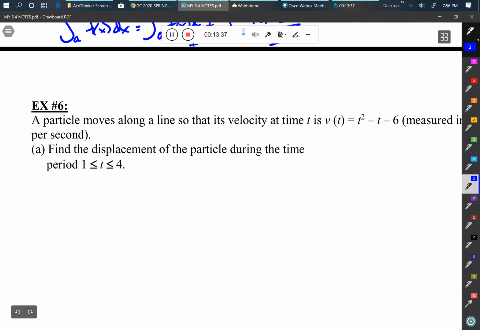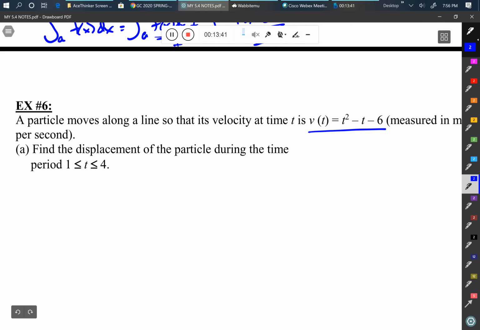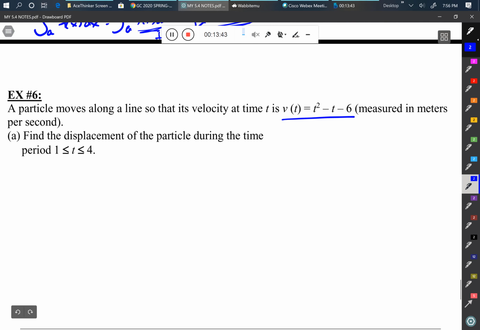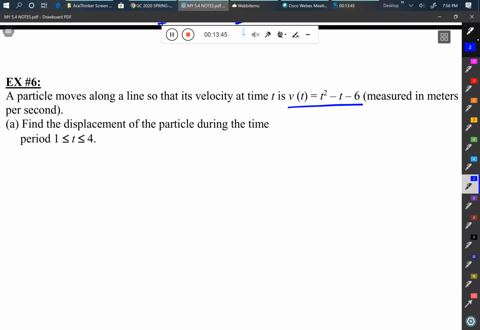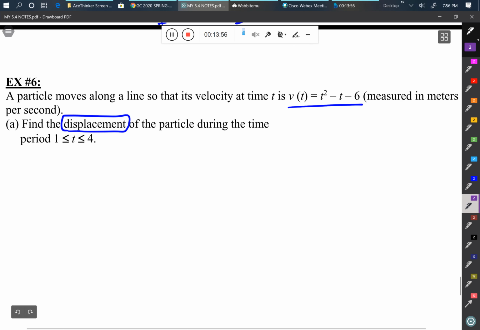All right, so let's take a look at an example here. A particle moves along a line so that its velocity at time t is given by the function v of t, measured in meters per second. Find the displacement of the particle during the time period 1 to 4. All right, my job is to find displacement, so I know what that means to do. Okay? If I wasn't in chapter 5, I would say do this.